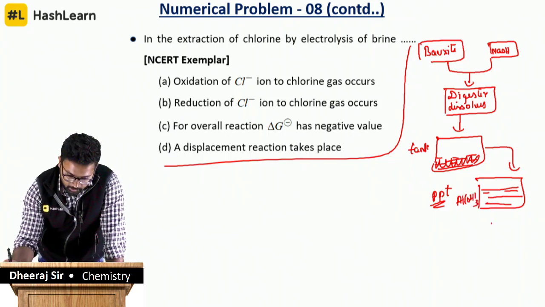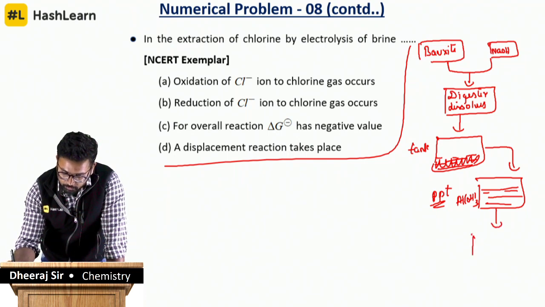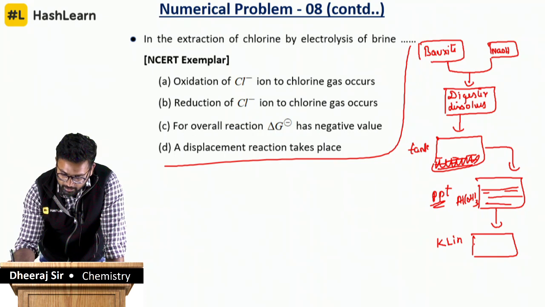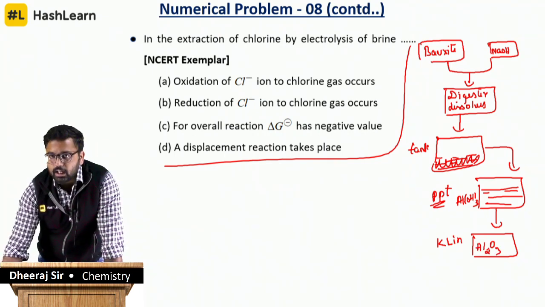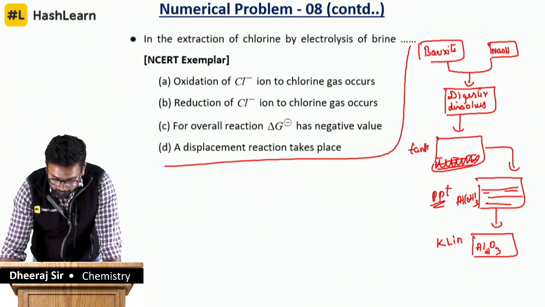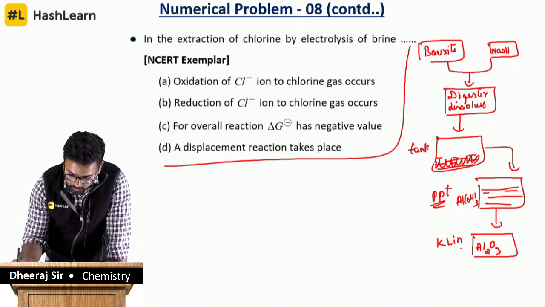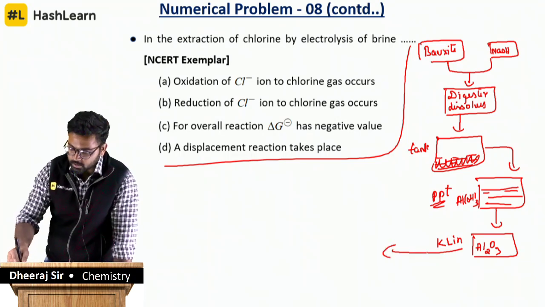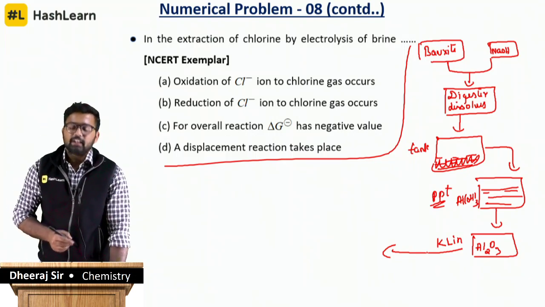The solids of aluminium hydroxide are put into a furnace or a kiln, wherein heating happens and the moisture is removed, and now I have Al2O3 left. And this, your overall first process, is Bayer's reaction.